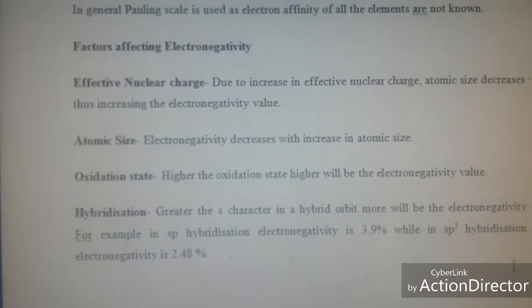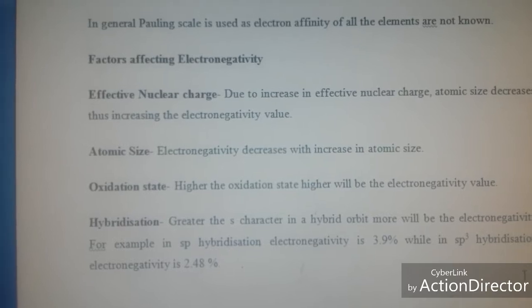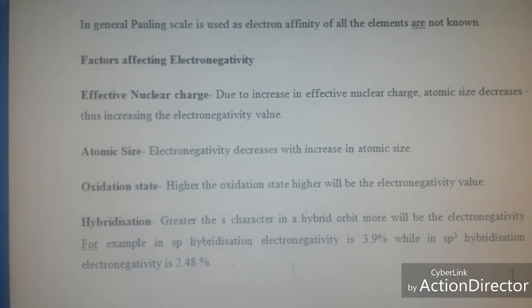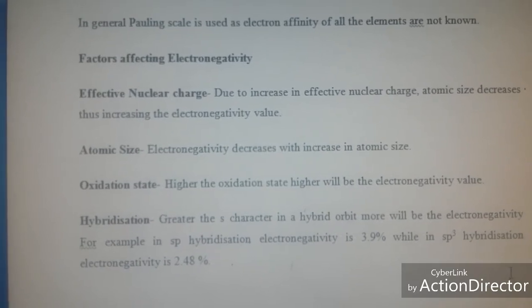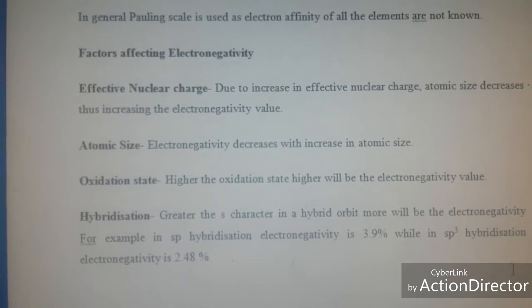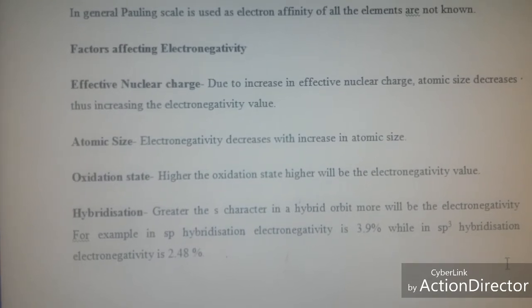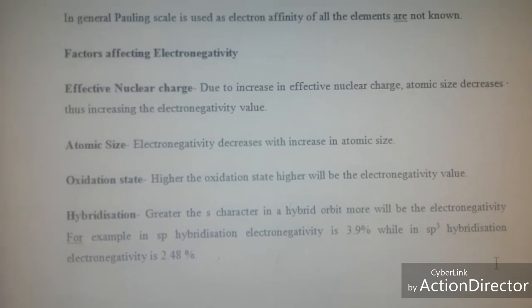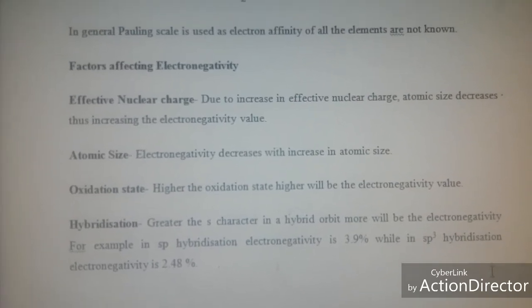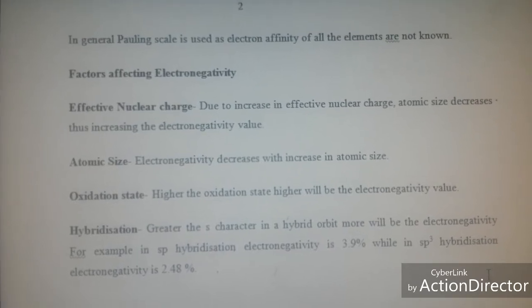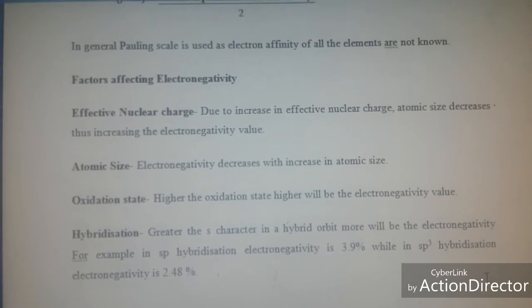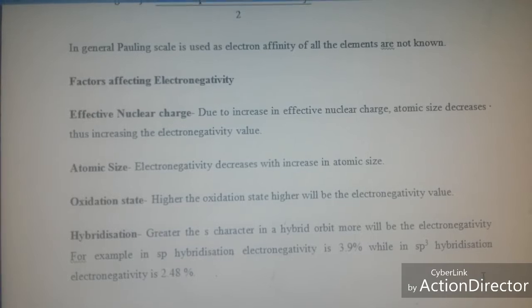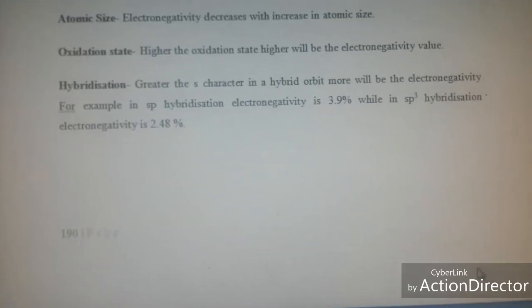Factors affecting electronegativity. First is the effective nuclear charge. Due to increase in effective nuclear charge, the atomic size decreases, hence increasing the electronegativity. It depends on the atomic size. Electronegativity decreases with increase in atomic size. Higher the oxidation state, higher will be the electronegativity value. It depends on hybridization. Generally, s character will be more electronegative as compared to p.